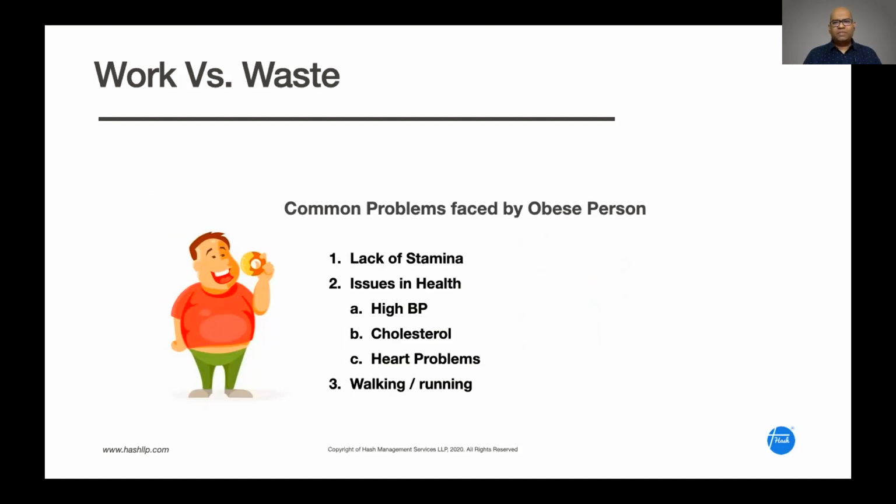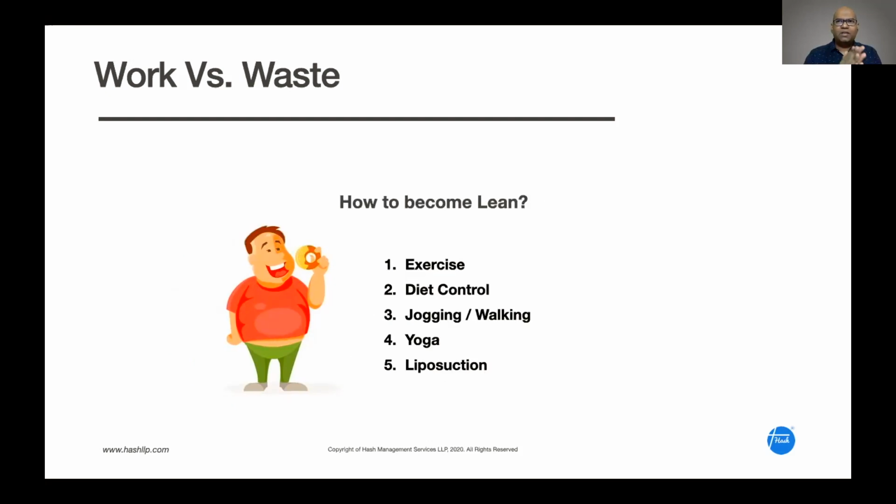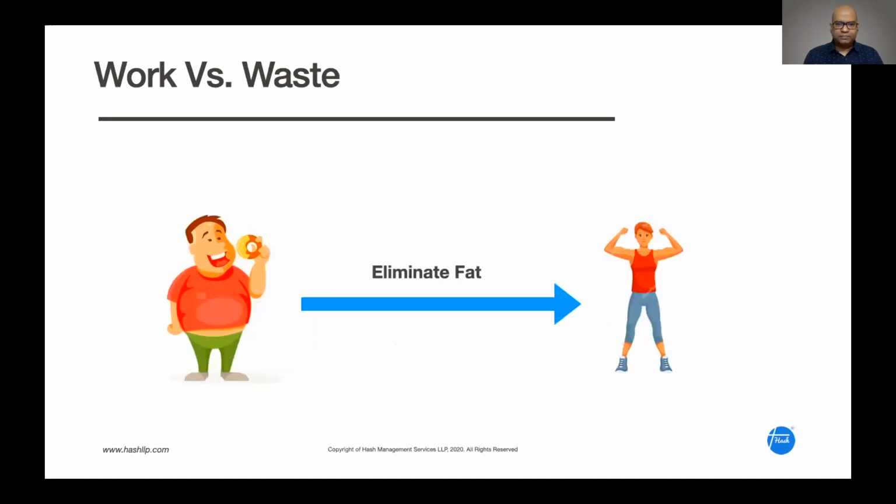What are the common problems faced by this obese person? They have a lack of stamina, they have health issues, a probability of high BP, cholesterol, heart problems, they have difficulty in walking, running, etc. Right? So these are some of the challenges faced by this obese person. And if the obese person wants to become lean, what can he do? He can do exercises, diet control, jogging, walking, yoga, right? Nowadays there are medical procedures like liposuction. They suck out all the fat from the body also. So these are some of the ways by which this obese person can become a lean person. So what we are trying to do here is eliminate the fat, right?